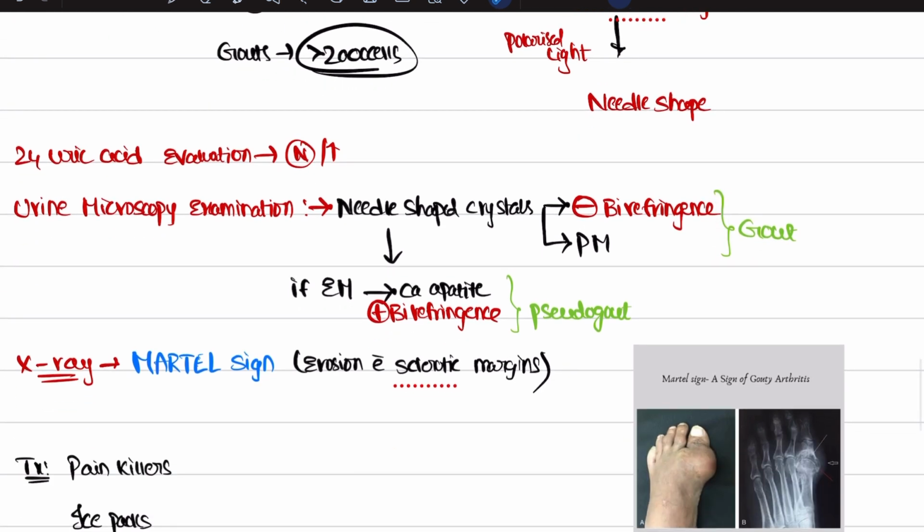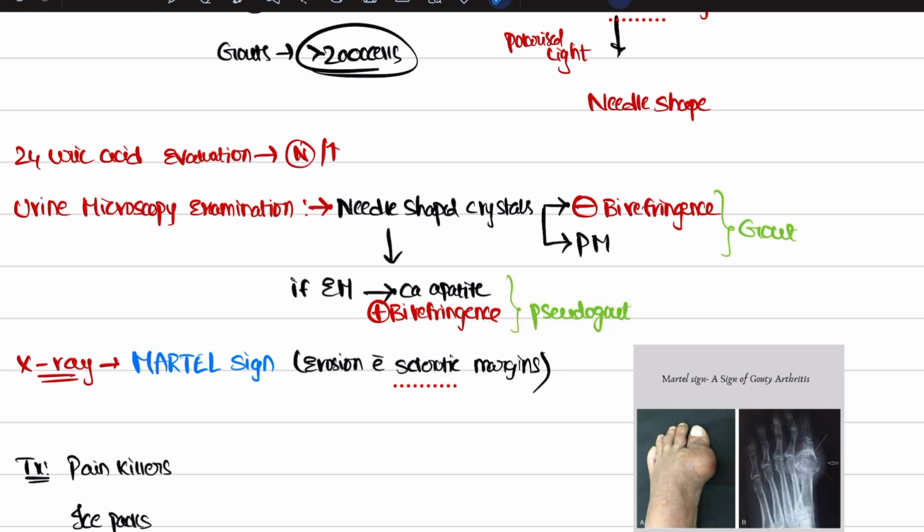Or else, if you observe the patient's urine under the electron microscope, you see needle shaped crystals, but here the crystals are calcium apatite, not monosodium urate crystals. Here the nature is positive birefringence. So you will confirm it as pseudogout.